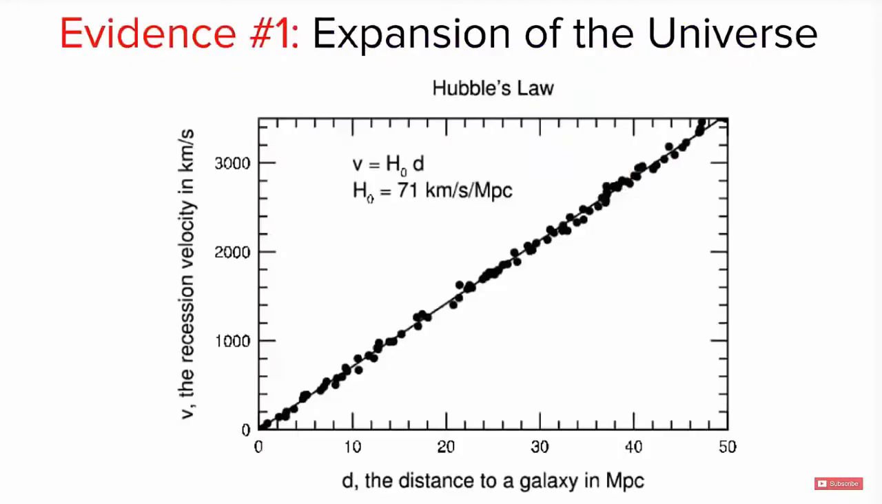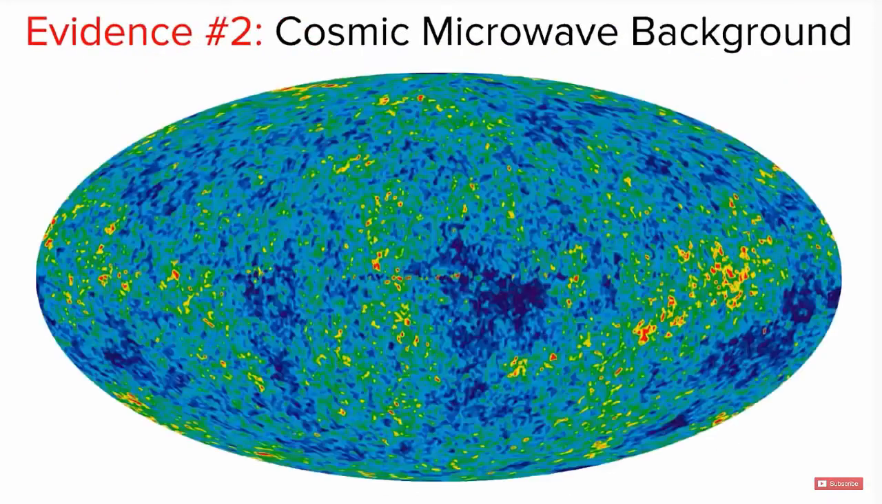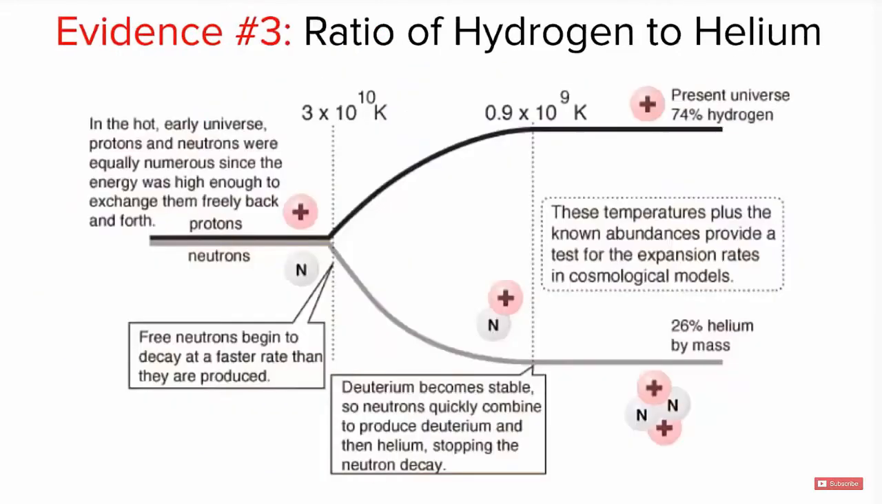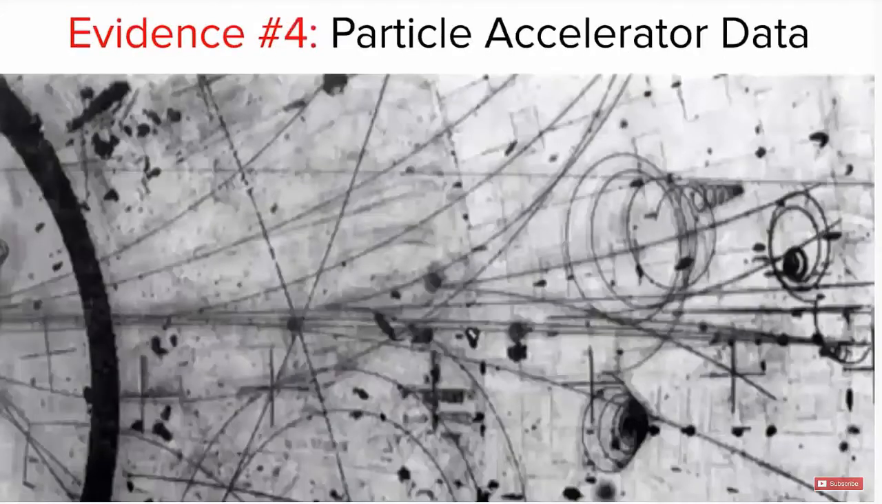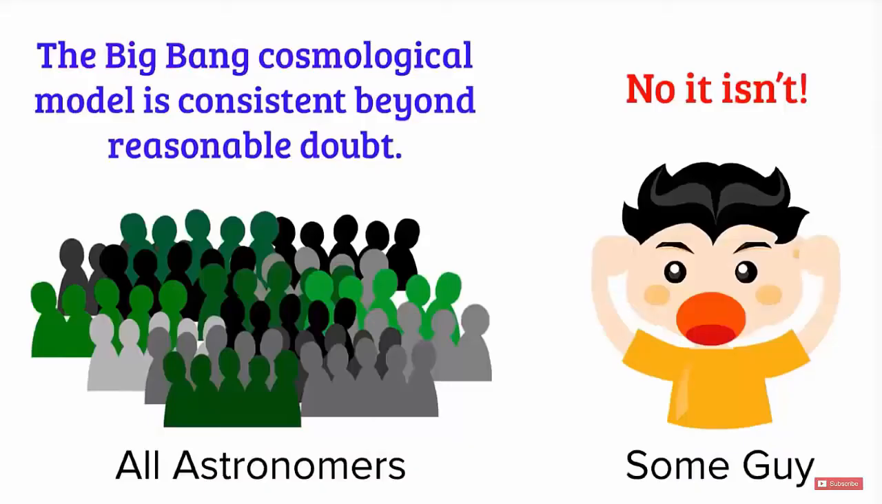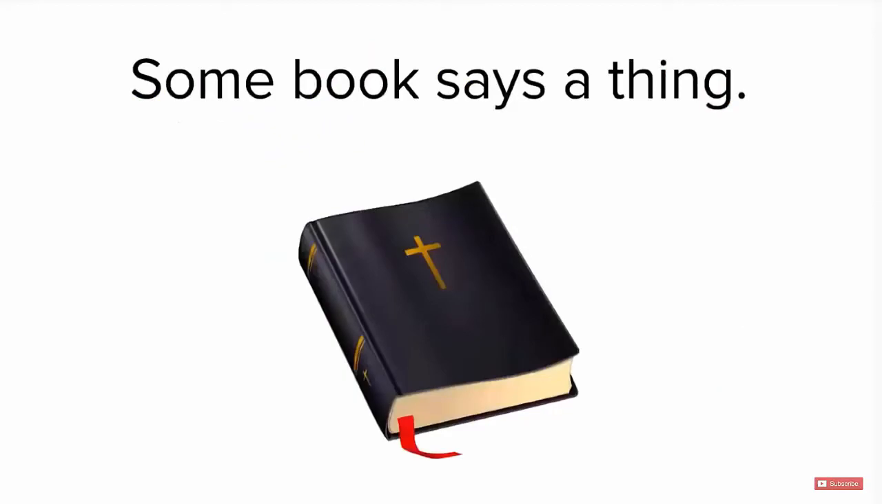1, the recession velocities of galaxies and the expansion of the universe. 2, the cosmic microwave background radiation, a remnant of the recombination event predicted by the model and confirmed by observation. 3, the ratio of hydrogen to helium that is predicted by the model and confirmed by observation. 4, hypothetical particles from early epochs that are confirmed in particle accelerators. Astronomers unanimously agree that this model is consistent beyond reasonable doubt. So when Kent begs to differ, once again, he can only respond with, some book says a thing.